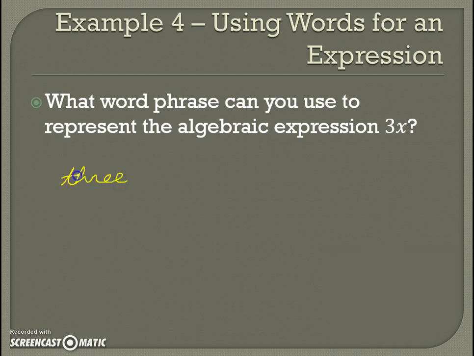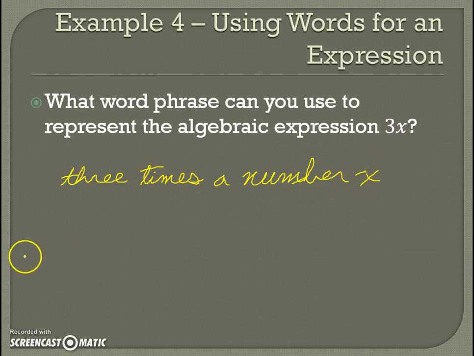So one would be 3 times, I'm a cursive writer, so you're going to have to get used to that. 3 times a number x. That's one, right? Because that's what this means. A number next to a variable means multiplication. So 3 times the number x.